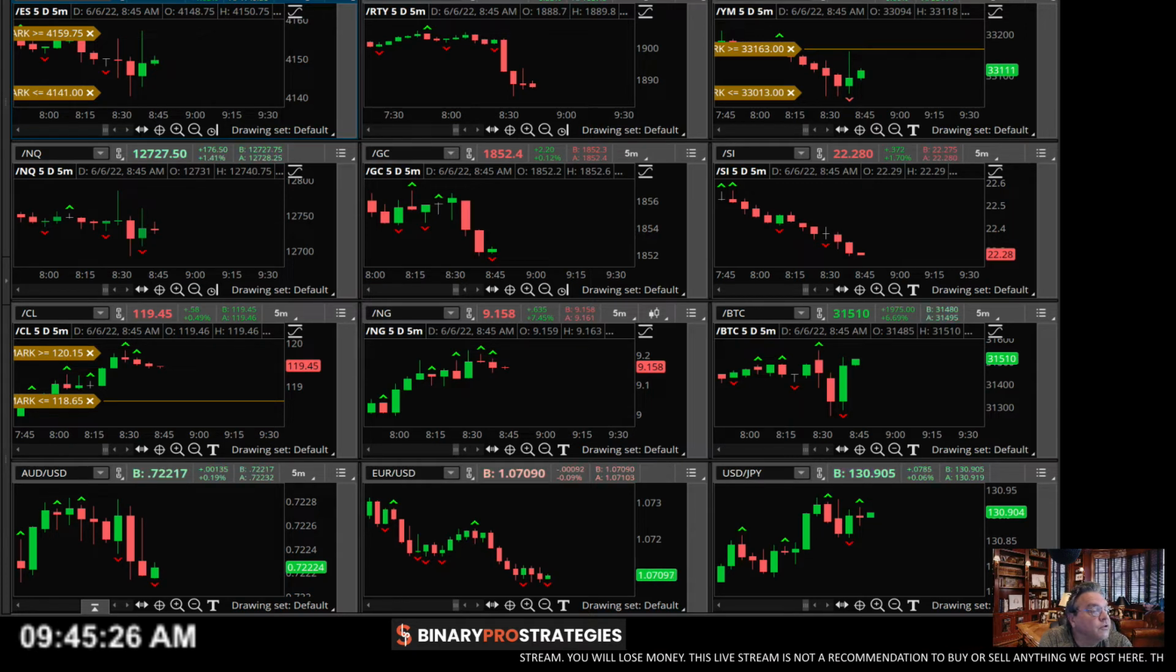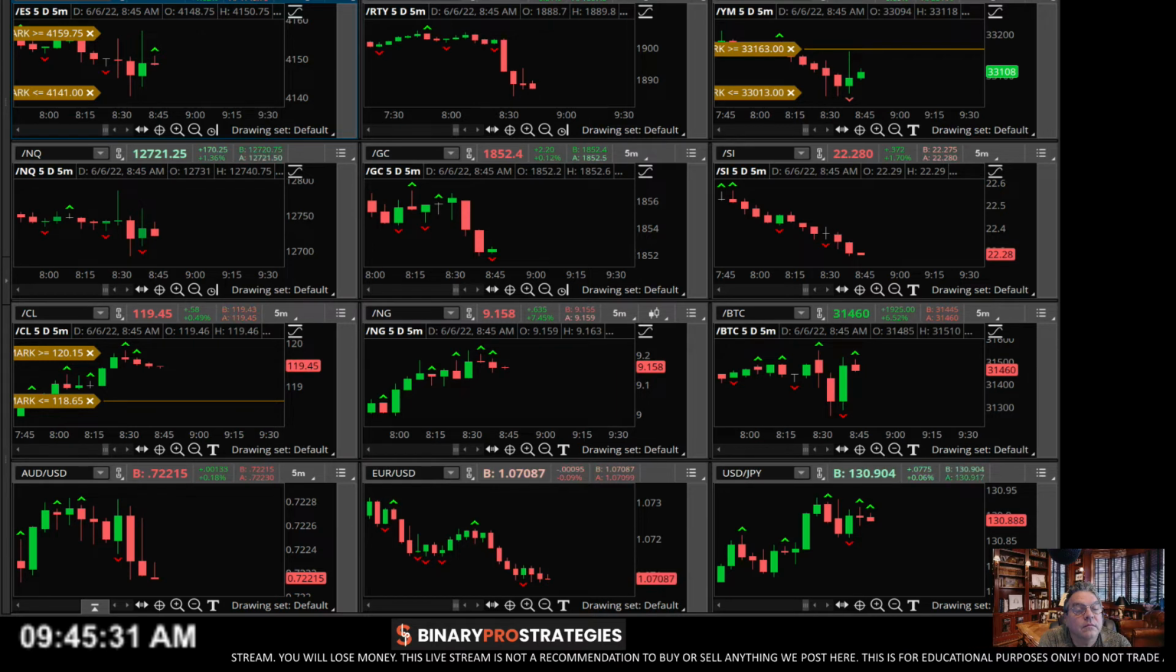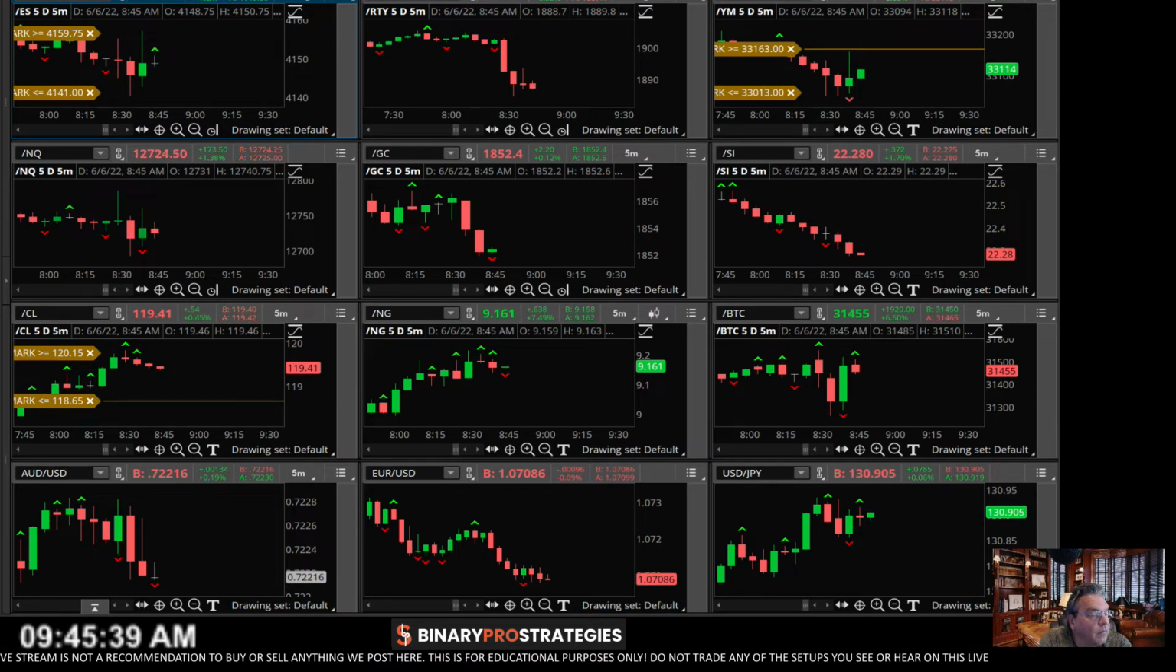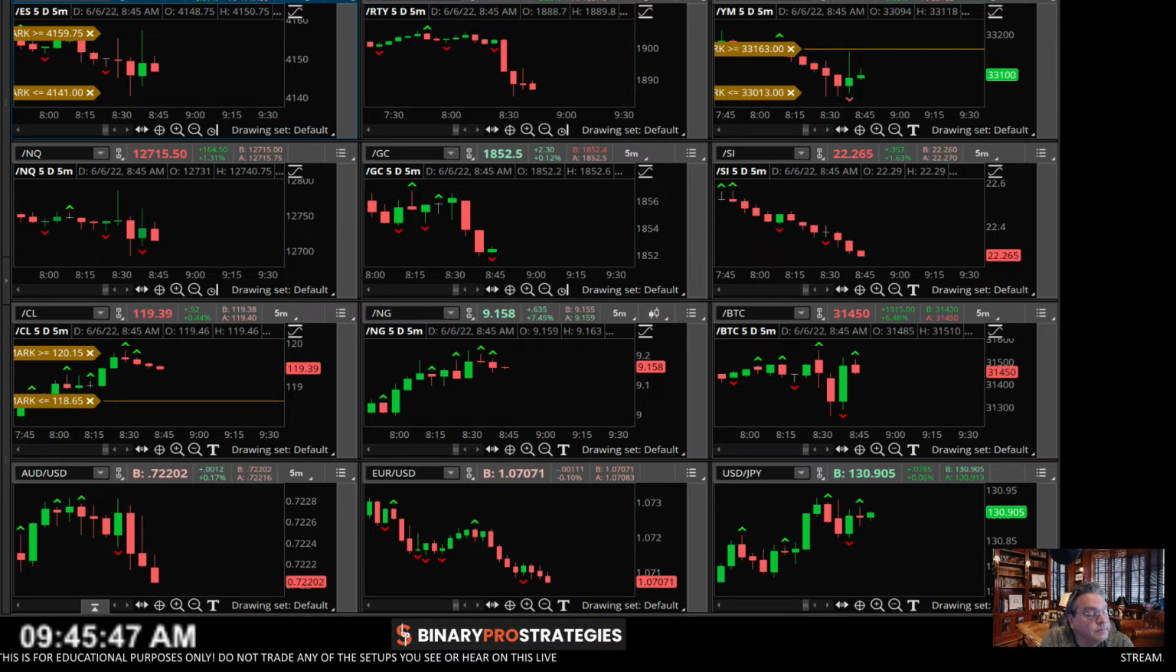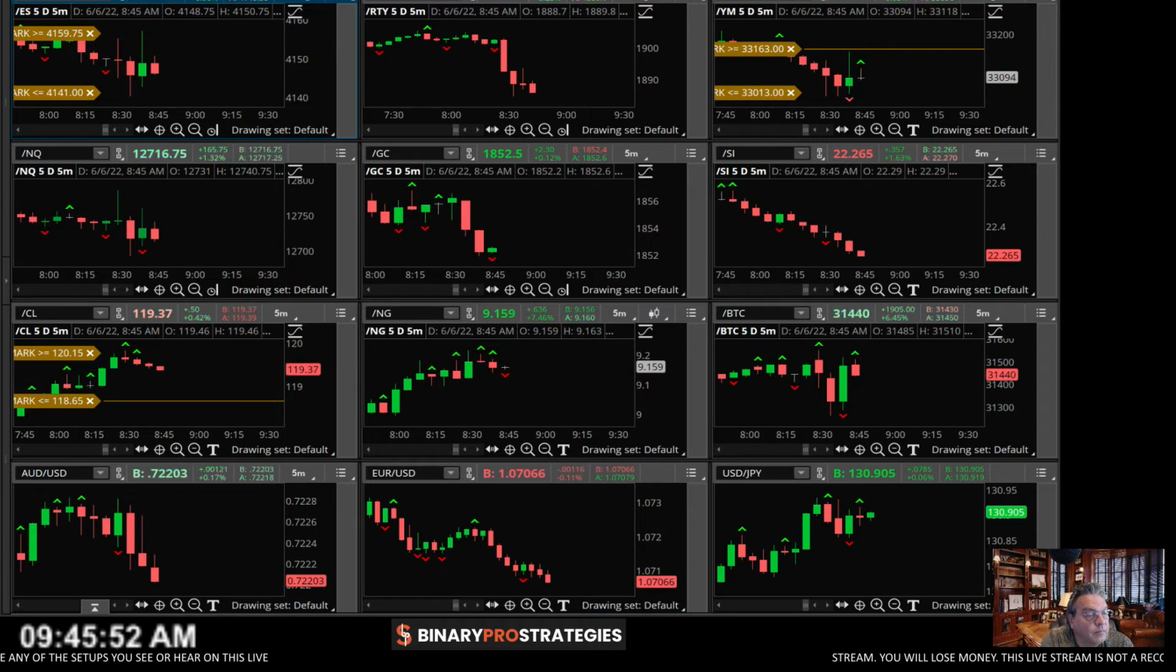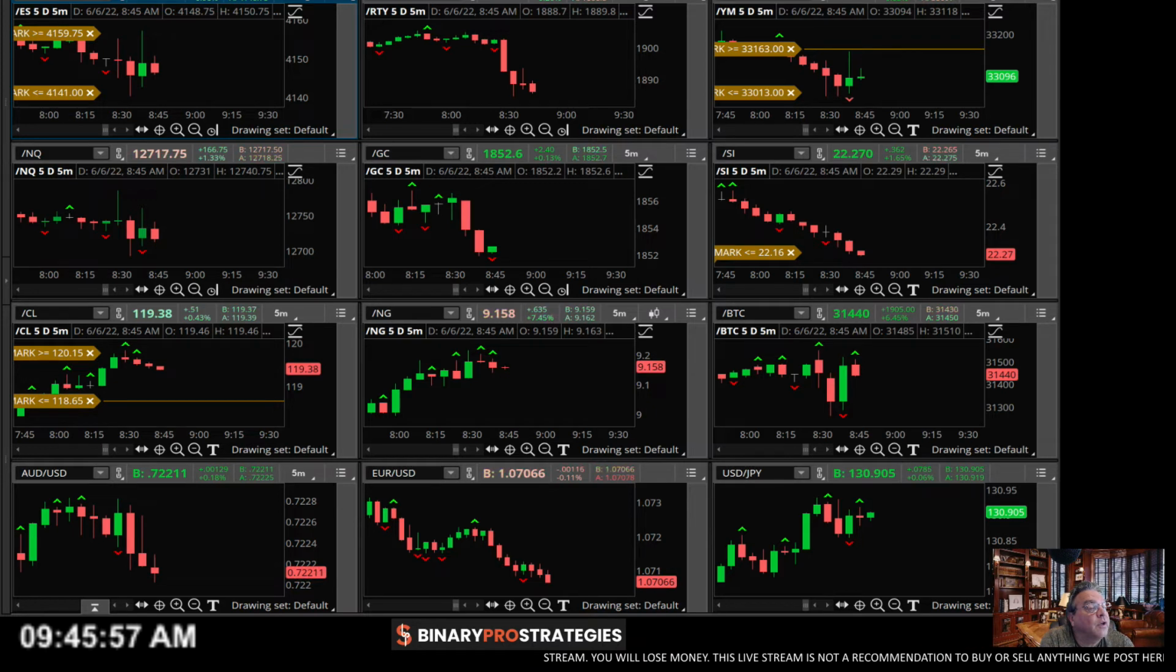Getting a short now on silver. Target on silver is going to bring us down to 22.16. That's going to be our profit target. If we don't hit target, need to reverse. Going to reverse at 22.53.